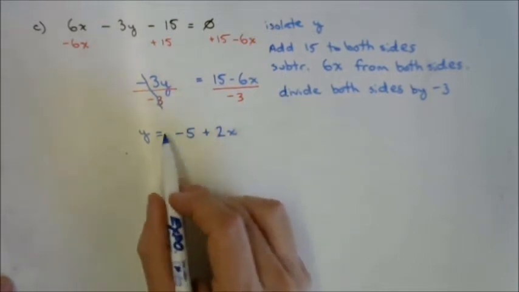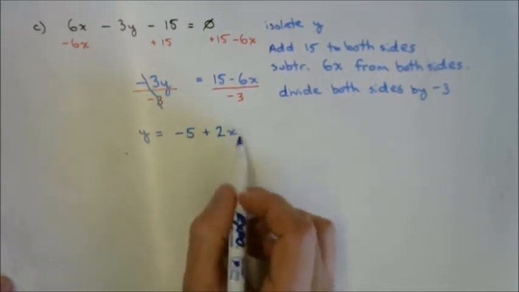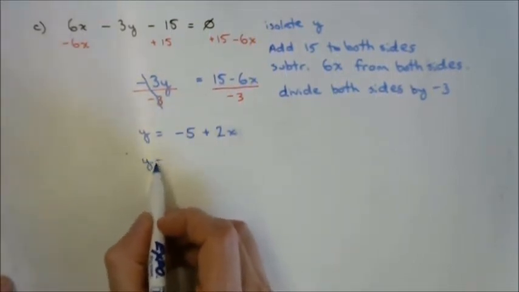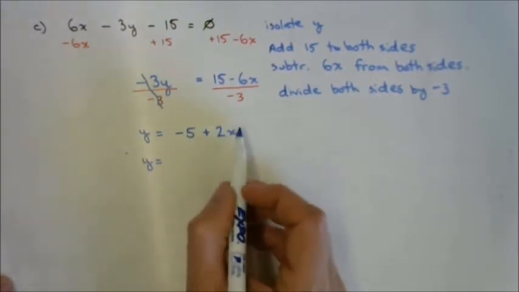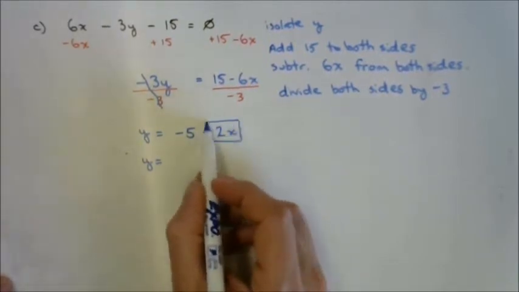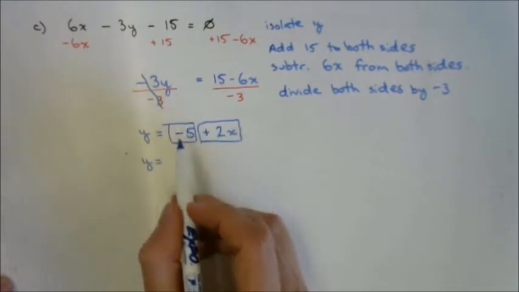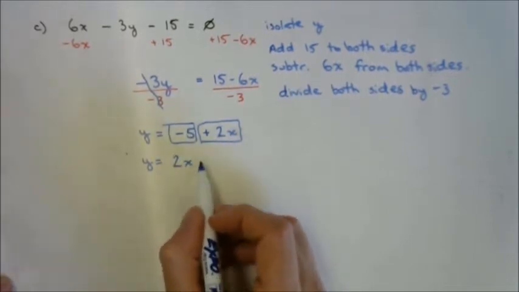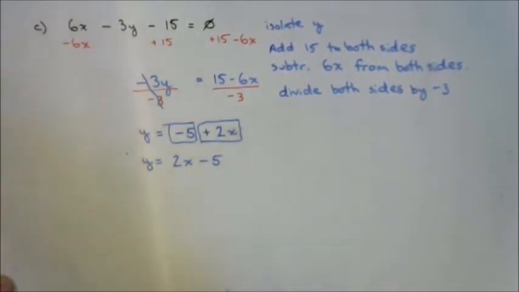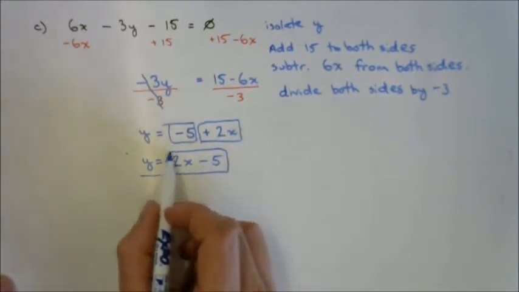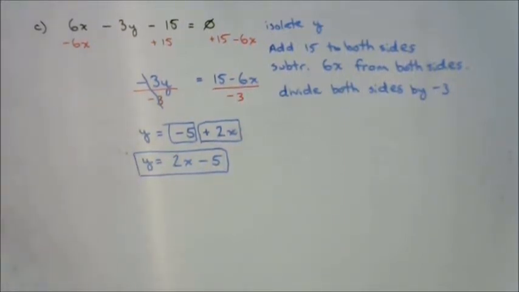Now it's still not in y equals mx plus b. These terms need to be rearranged. Be careful when you do that. Don't lose the sign. Remember, the sign stays with the term that follows it. So we have 2x minus 5. And that's done. That's our equation of a line in y equals mx plus b.